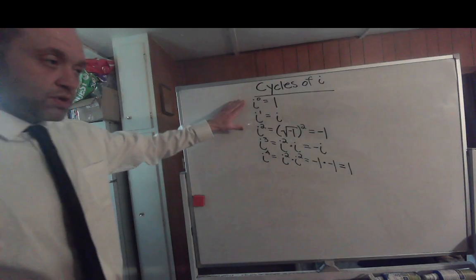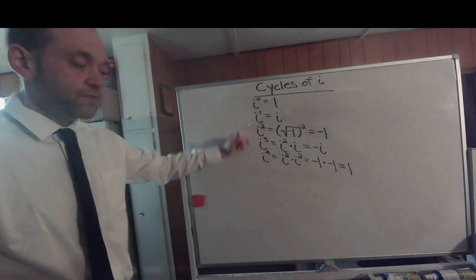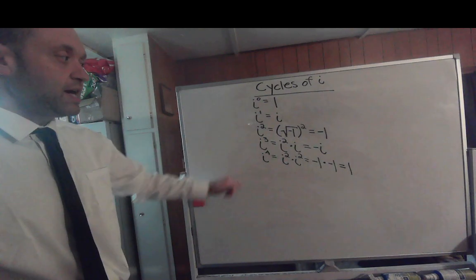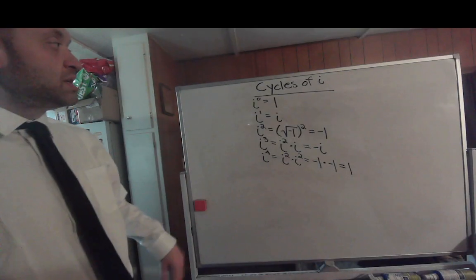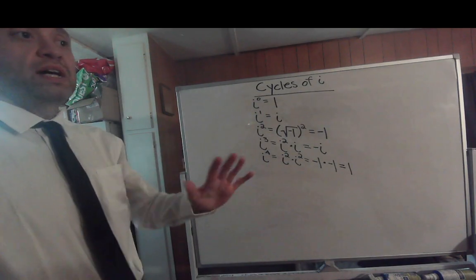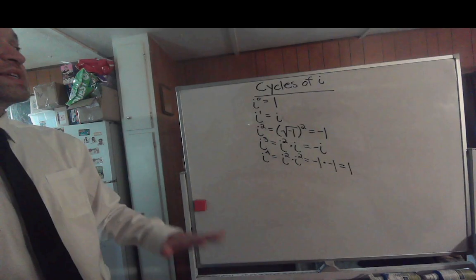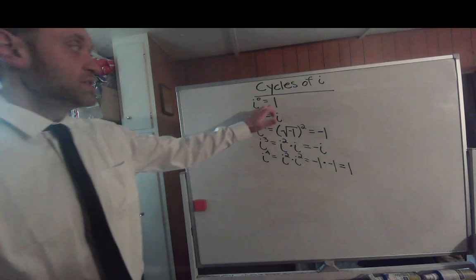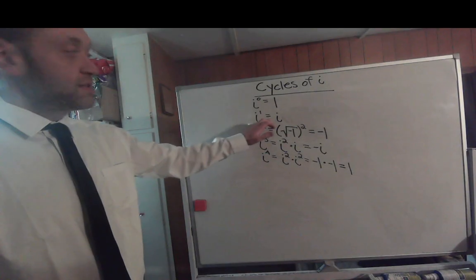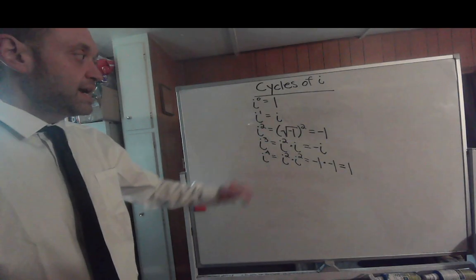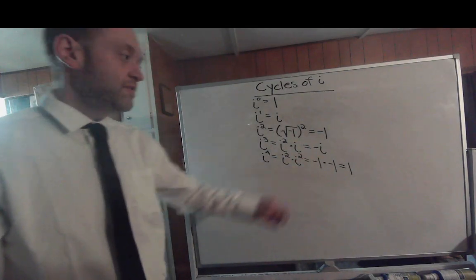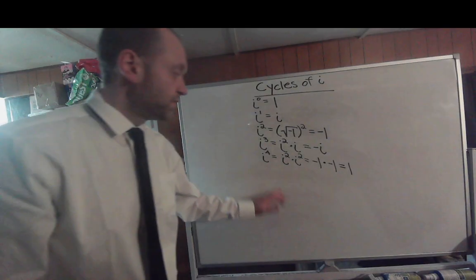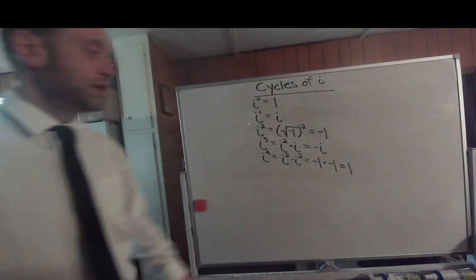So it's important to know the very first 4 i's, the cycles of i. i to the fourth gives you positive 1. So i to the 0 is 1 because anything to the 0 power except for 0 itself is 1. i to the first is just that, it's i. i to the second gives you negative 1. i to the third is negative i. And then i to the fourth is positive 1.